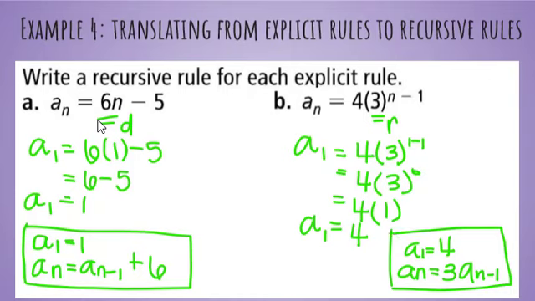Now, if you recall, looking back up here at the explicit rule, this 4 is also your a sub 1. So technically, you don't have to calculate it, but if you need to remember something for both of them, calculate your a sub 1 first, and then your common ratio or your common difference in the equation. Your arithmetic sequence does not give you a sub 1 in the formula, which is why you have to calculate it.